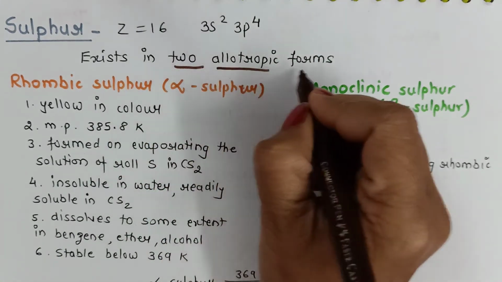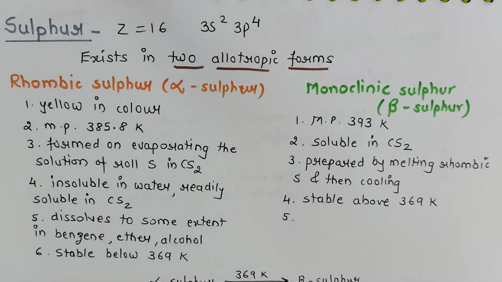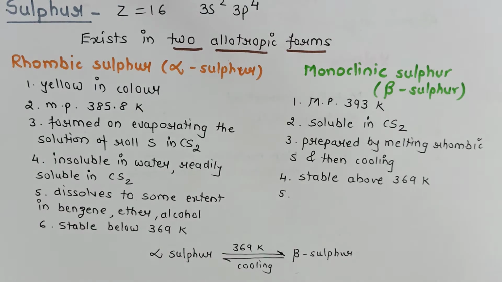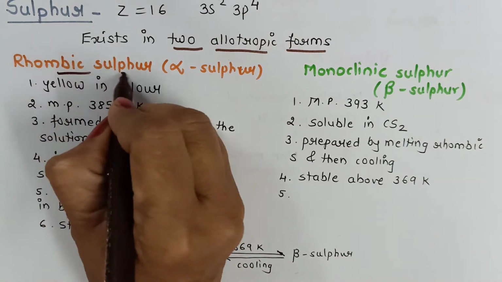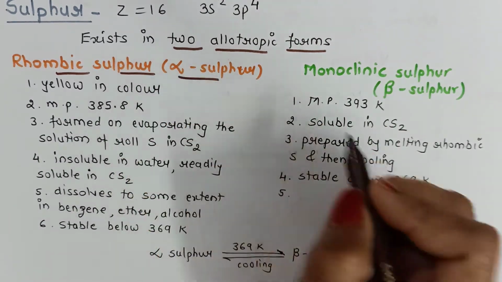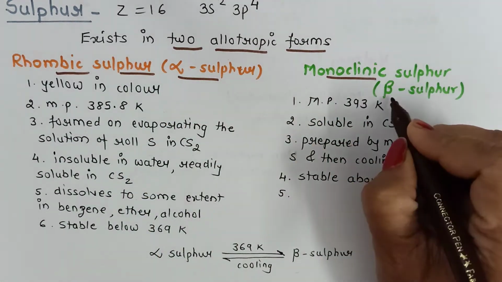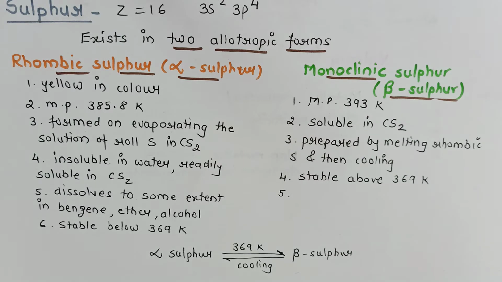What do you mean by allotropy? That is the phenomenon where the same element exists in two different forms, where the physical properties will be different but the chemical properties will be the same. So sulfur exists basically in two allotropic forms: rhombic sulfur, which we also call alpha sulfur, and monoclinic sulfur, which we also call beta sulfur.